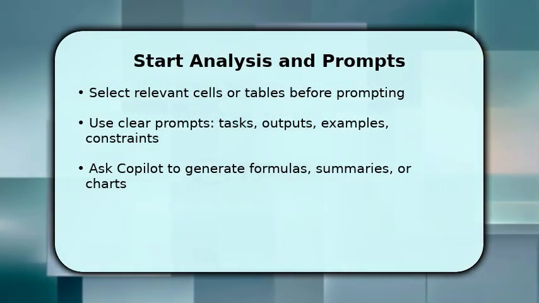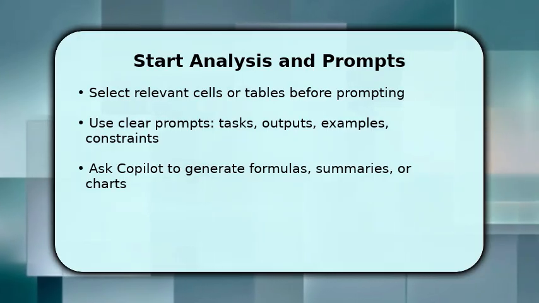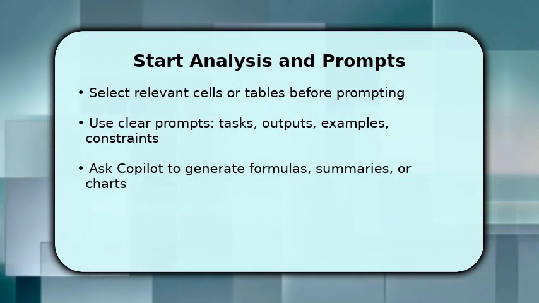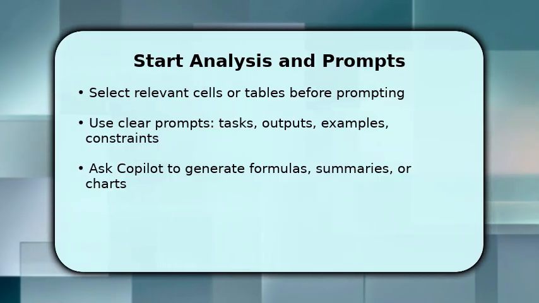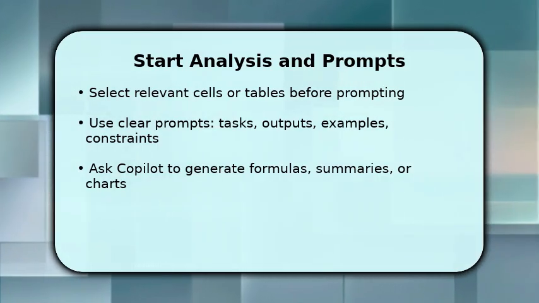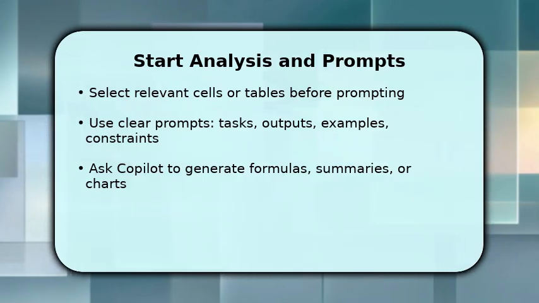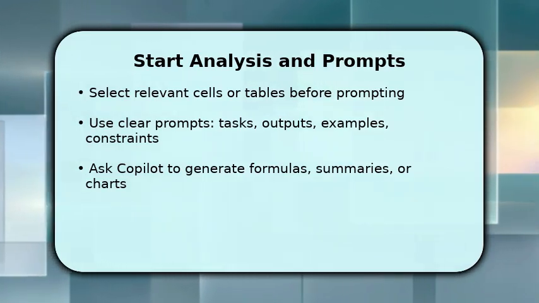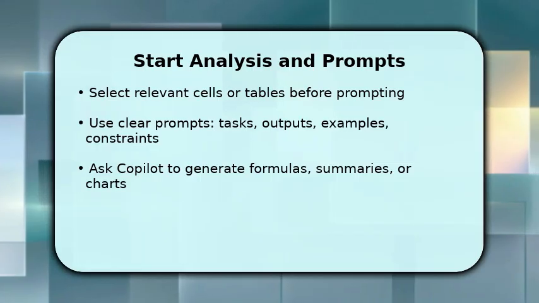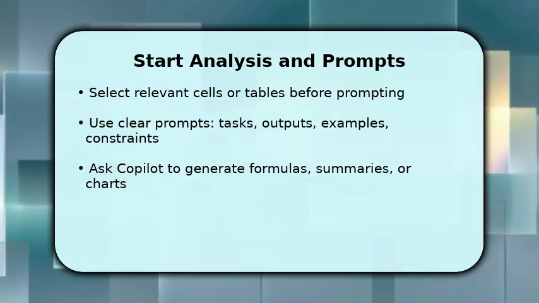Selection guides its context. Then type a concise prompt describing the task, desired output, and any constraints, for example, "Summarize sales by region and show top 3 months." Once done, review Copilot's suggested formulas or steps in the pane and accept, edit, or ask for refinement.